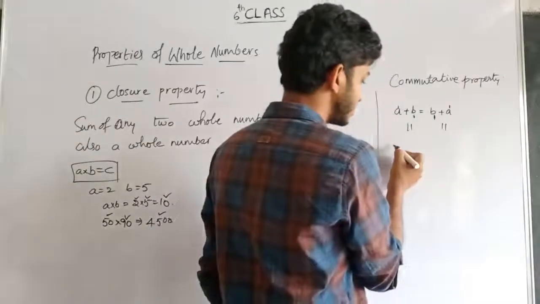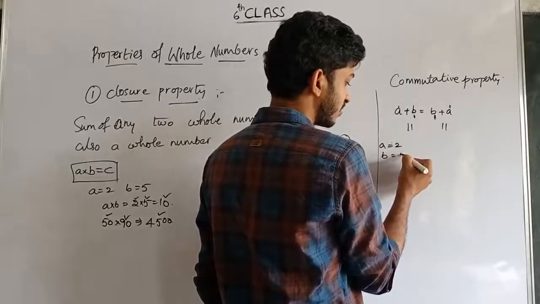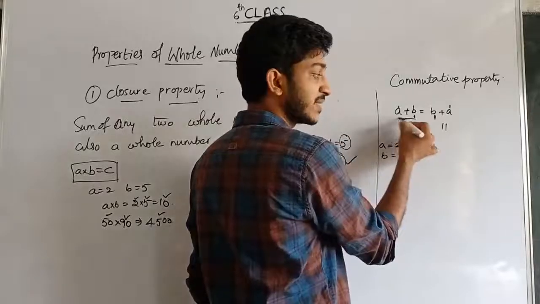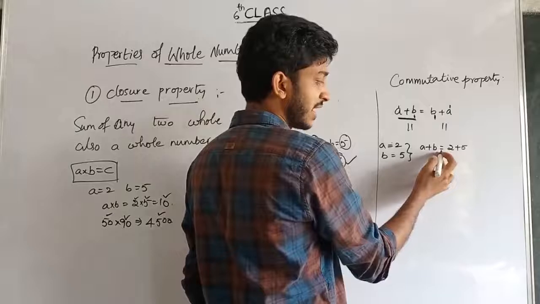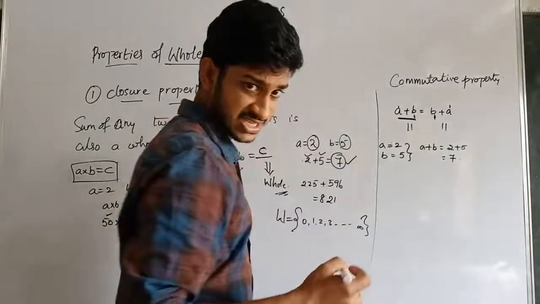So see here, I am taking two numbers, a is equal to 2 and b is equal to 5. I am adding these two numbers, means I am adding a plus b. A plus b is equal to 2 plus 5. A is 2 and b is 5. 2 plus 5 equal to 7.